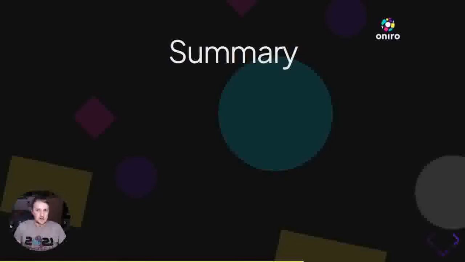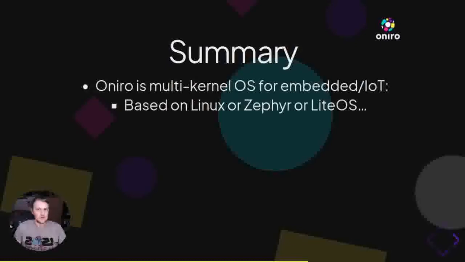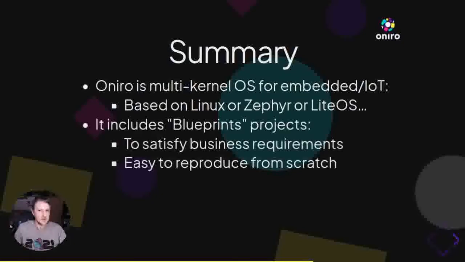It's time for summary now, and if you need to remember something, it is that Oniro is an operating system for IoT devices. Its approach is a bit different because we want to support a different range of devices, and to do this we are supporting different kernels. So we are using Linux for big devices, and we are using RTOS for smaller ones, like Zephyr and or LiteOS. The core OS comes along with blueprints projects that are more focused on the final use cases.